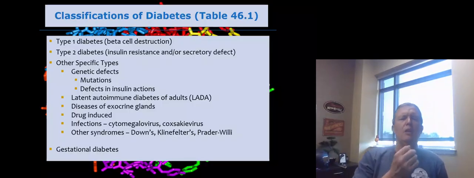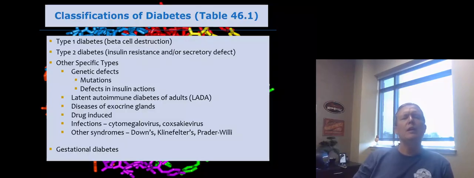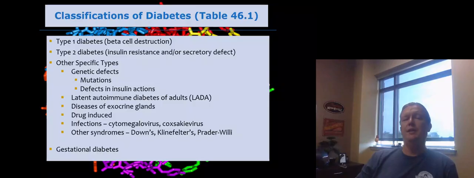The same is true of the other diabetes as well, but these are some of the other types: genetic defects, so different mutations in the pancreas, in insulin, in the beta cells, in the islets of Langerhans, defects in insulin action. So perhaps insulin is produced, but that insulin has mutated or has insufficient proteins to elicit the response that insulin should elicit, and it's related to genetic expression.